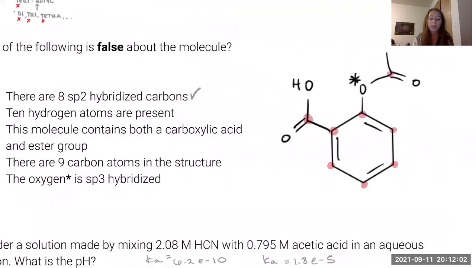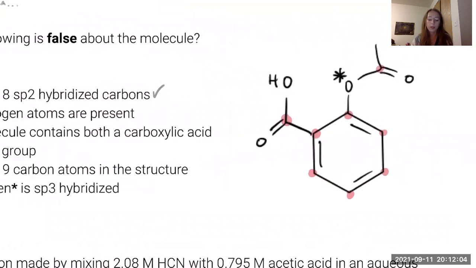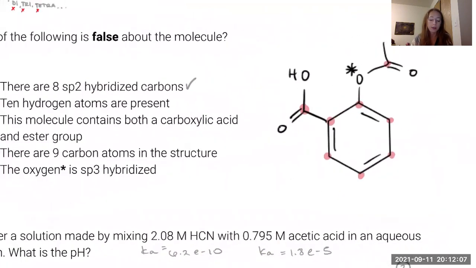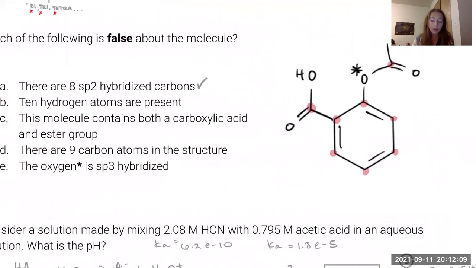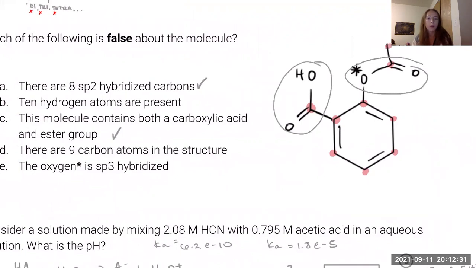The second one is saying there's 10 hydrogens. I'm actually going to skip that one for now. The third one is saying this molecule contains a carboxylic acid and an ester group, which is true. So we have a carboxylic acid and an ester group right over here. So that works. D is saying there are 9 carbon atoms in the structure, which is true. So I'll go ahead and highlight them. There's just all of those. I just added this one right here.